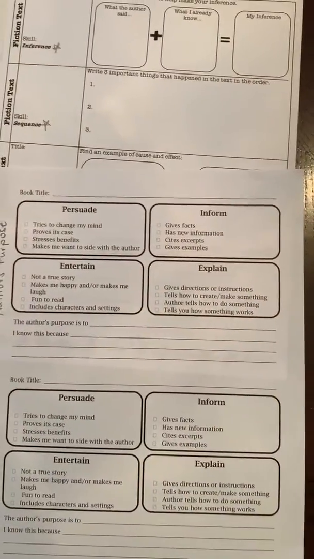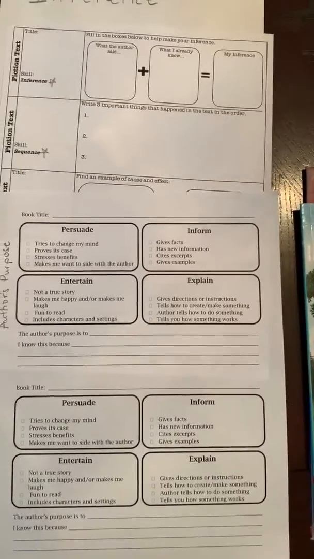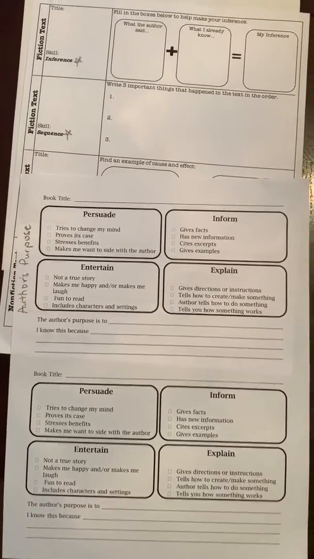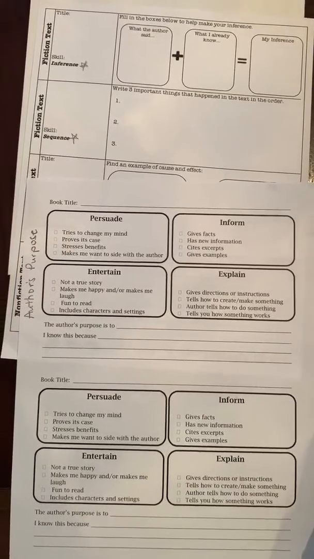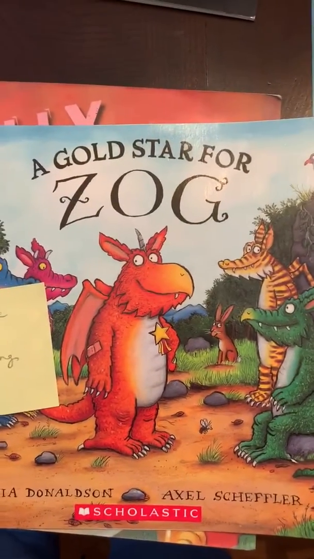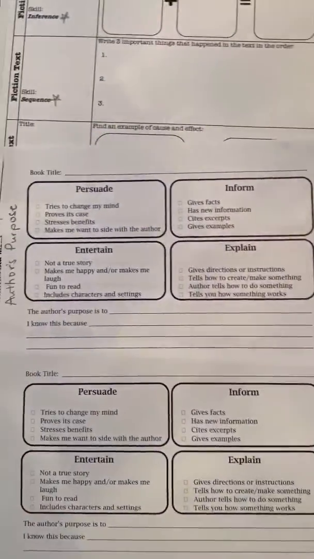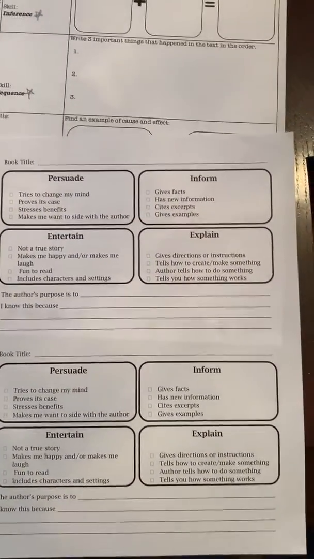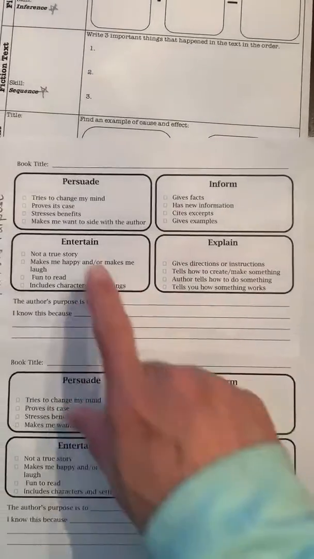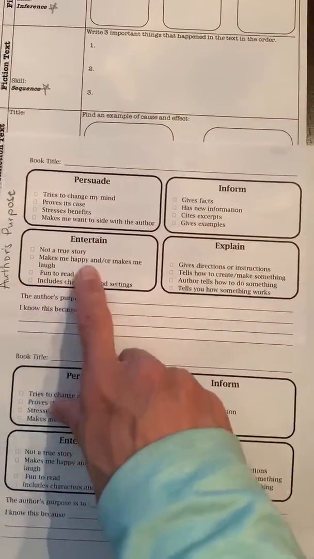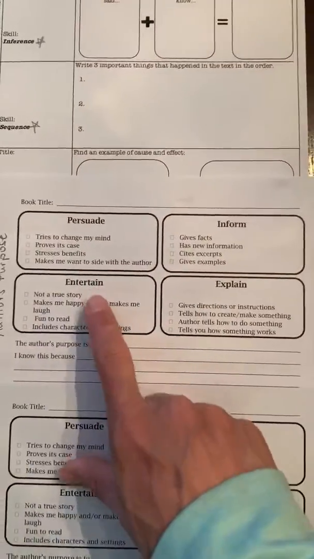Entertain: stories that are fictional, with made-up characters, something that maybe makes you laugh. I have an example of one that I'm going to read today that would be to entertain. It's titled A Gold Star for Zog. It was written solely for you to enjoy a story. It's not true. They're fun to read, and they have a character and a setting in them.